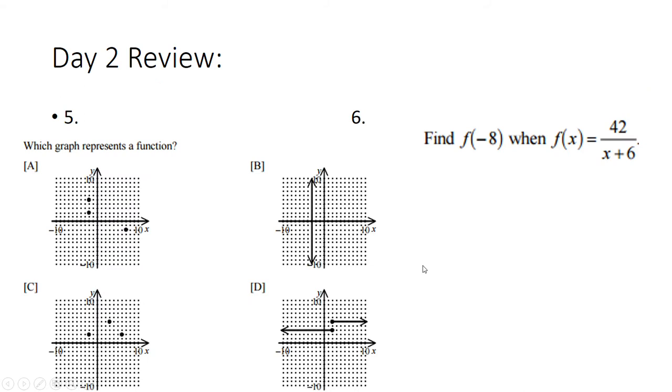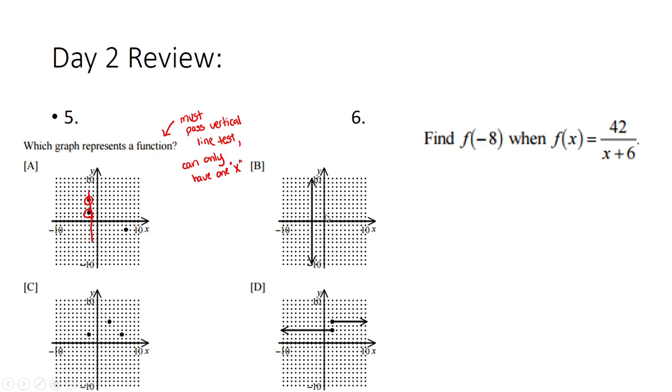Number 5, we covered this in day 2. We talked about what's a function. Now, a function has to pass the vertical line test on a graph, and it can only have one x. What the vertical line test means is if I draw a straight line down on the picture on A, it would hit 2 times. I can only have it hit once, so that means A is out.